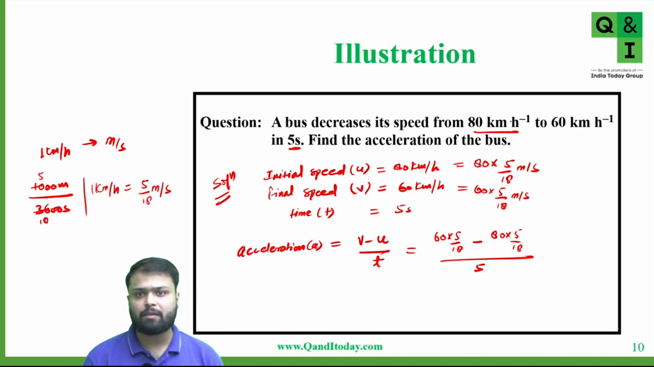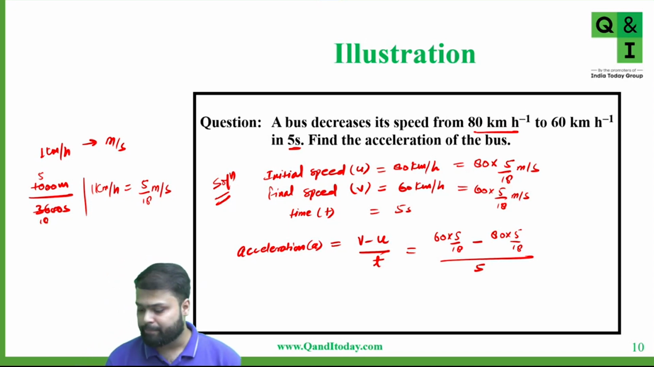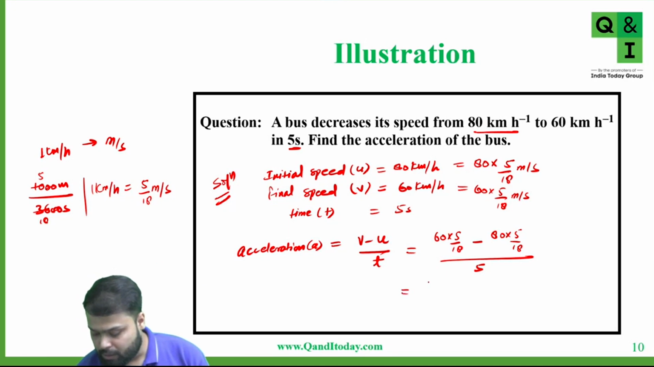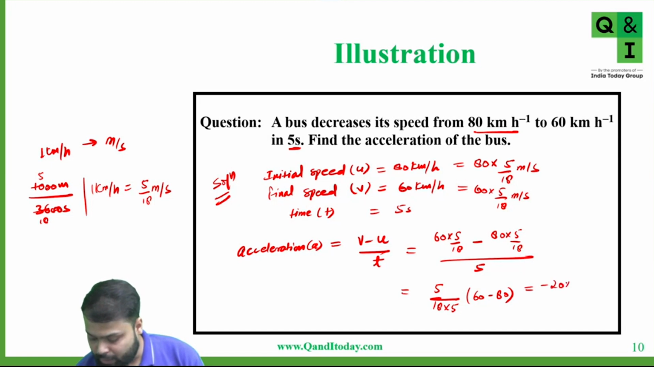But if nothing is given in the question, we will always solve the question in SI or MKS system of units. Now this is equal to 60 into 5 by 18 minus 80 into 5 by 18. We can take 5 by 18 common. So 5 by 18 into (60 minus 80). So this is equal to minus 20 into 5 upon 18. 5 and 5 cancel out. So 2 into 10, 2 into 9. So the acceleration is minus 10 by 9 meter per second square.